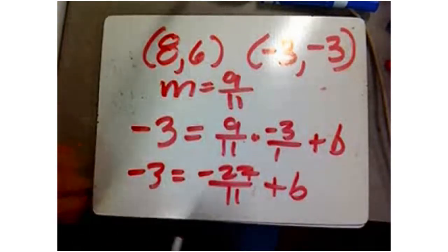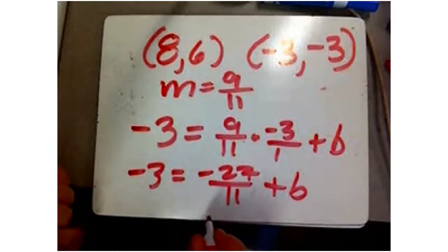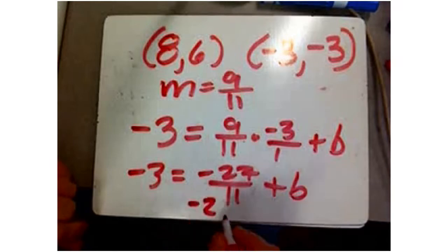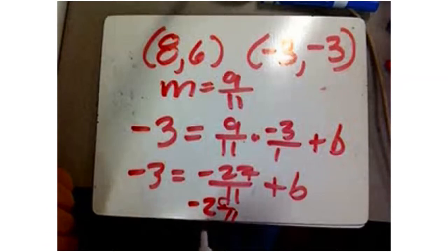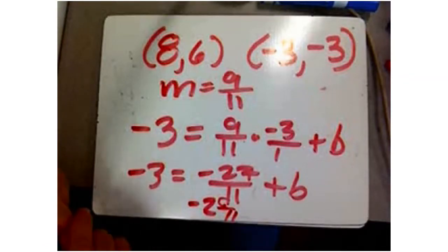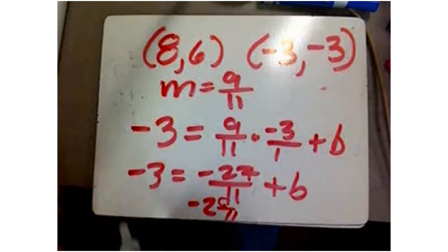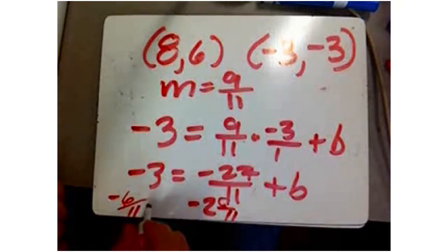Okay. And negative 27 elevenths, that would be what? Negative 2 and 5 elevenths, right? If you wanted to look at it as a mixed number. Some of you might plug it in your calculator. We're going to add 2 and 5 elevenths to both sides to that negative 3. So we're left with a negative 6 elevenths. So that's our b value, negative 6 elevenths.